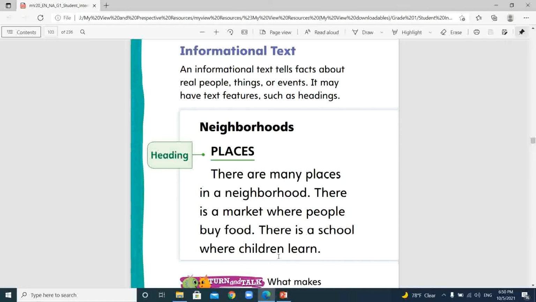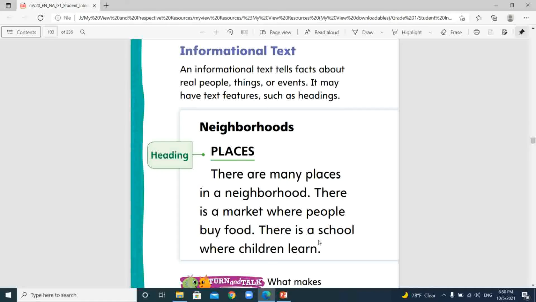So as the heading said, it will be about places in a neighborhood. And it says that in a neighborhood there are many places. So the heading is telling you what this paragraph is about. Many places in one neighborhood. And it gives you 2 examples: a market where people buy food and a school where children can learn.